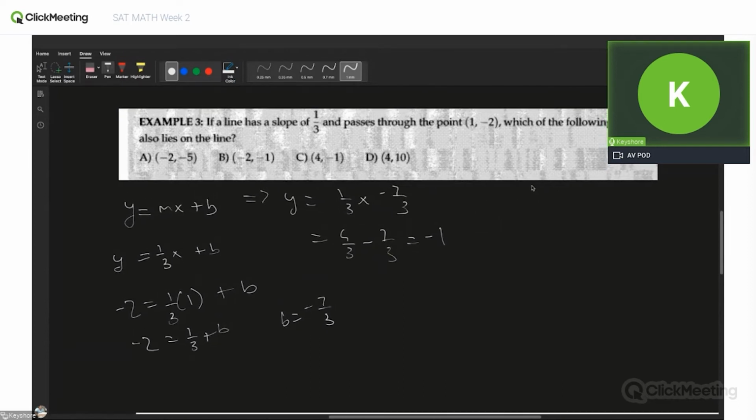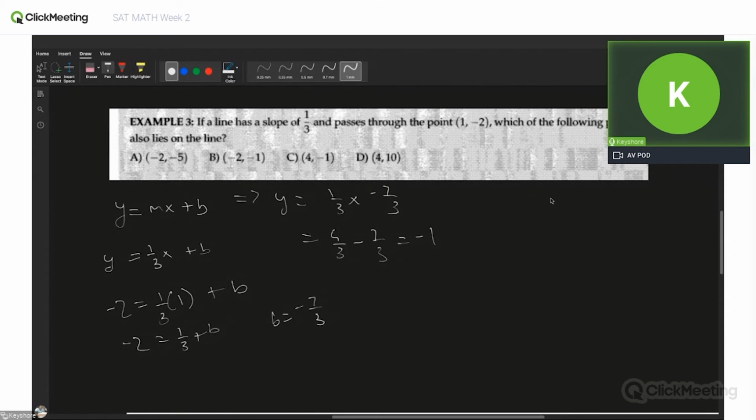So what you want to do is just read the slope. The slope is 1/3, which just means up 1 and right 3. So if I take this point, if I have 1, -2, if I move up, I just add 1 to the y, and then I move right 3, I have -2 plus 3, which is just 1. So that's one of the points. Still, none of the points match up.